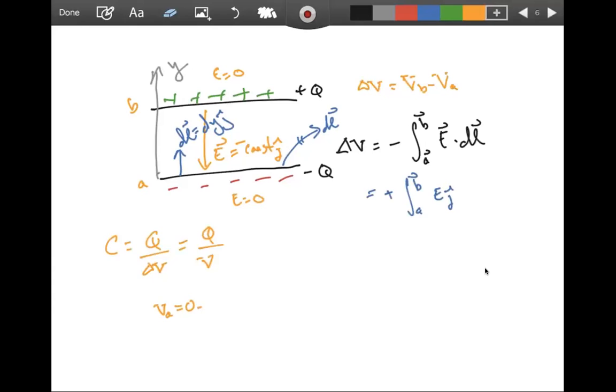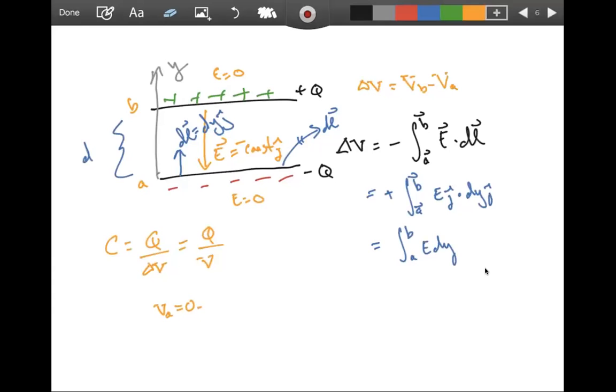Dotted then with dy j hats, but again, j dotted with j is simply 1, so it's going to be the integral from a to b. I'm going to drop these vector signs because now it's just going to be the integral from a to b of E dy. Good. Where the difference between a and b is going to be what we're going to call d.